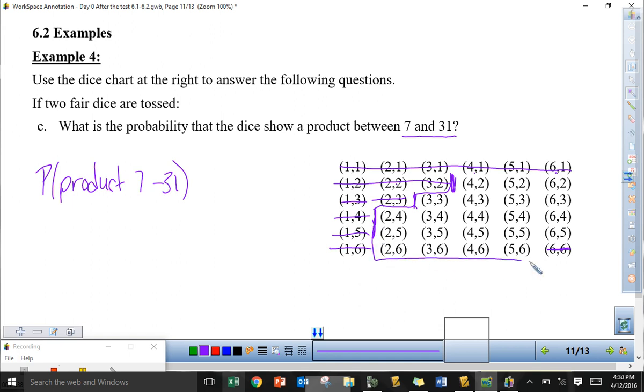So we've got a group of all of these being our favorable outcomes. We just need to add them all up. We've got 1, 2, 3, 4, 5, 6, 7, 8, 9, 10, 11, 12, 13, 14, 15, 16, 17, 18, 19, 20, 21 favorable outcomes over our total of 36. Last thing, reduce that to 7/13.